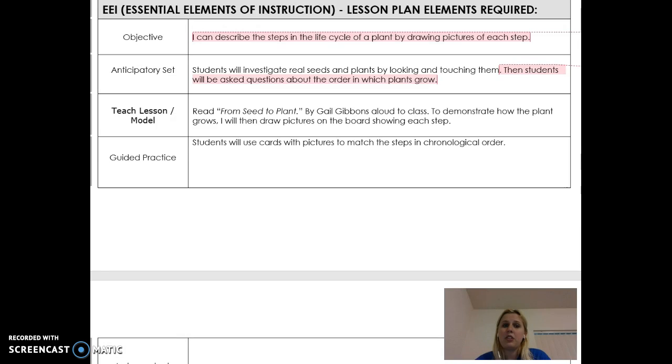Students will use cards with pictures to match the steps in chronological order. Basically these cards will have different steps, like put the seed in the ground, the plant grows from the ground, all of that stuff. And students will have to match and put them in chronological order of what happens first, going all the way to what happens last in the plant life cycle.